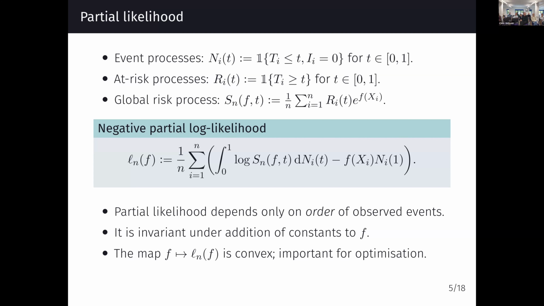And finally, the map that takes f to the negative partial log likelihood at f is a convex map. This is going to have some important implications for conducting the optimization to actually solve for the maximum likelihood estimator.